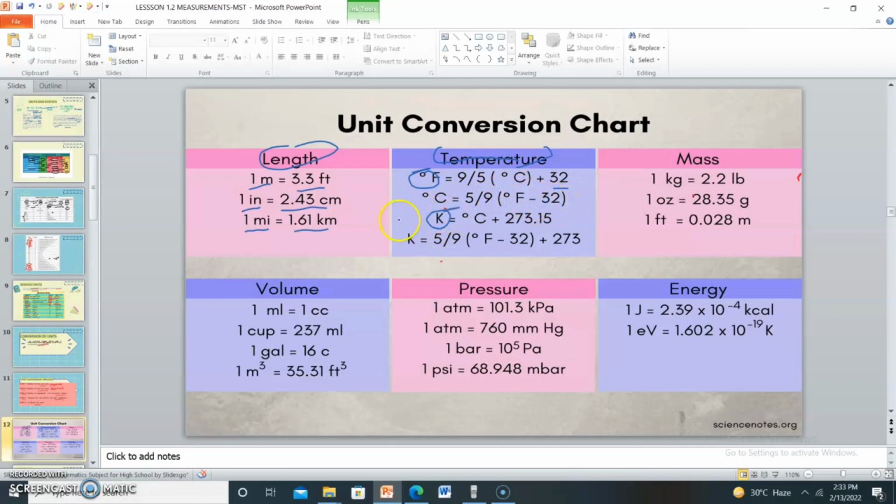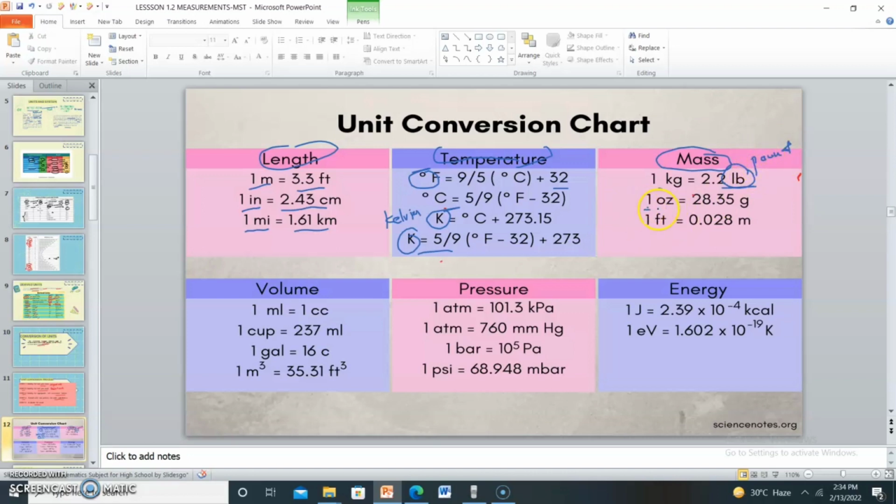Then K is Kelvin, which equals degrees Celsius plus 273.15. And another formula equals 5/9 times Fahrenheit minus 32 plus 273. In mass, 1 kilogram is equal to 2.2 pounds.